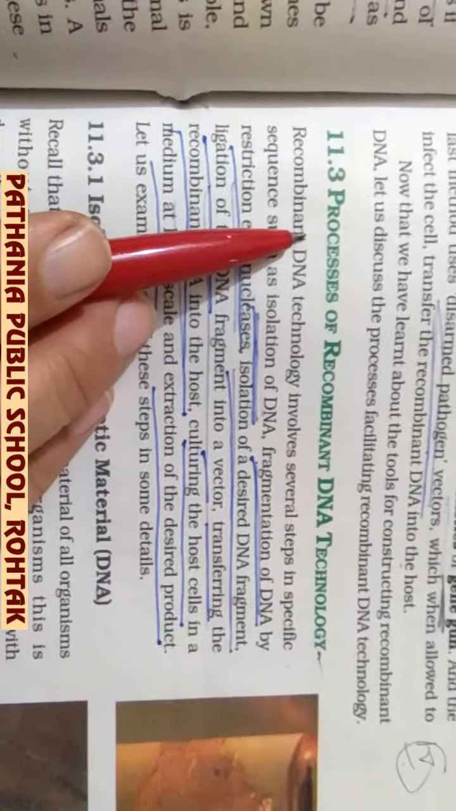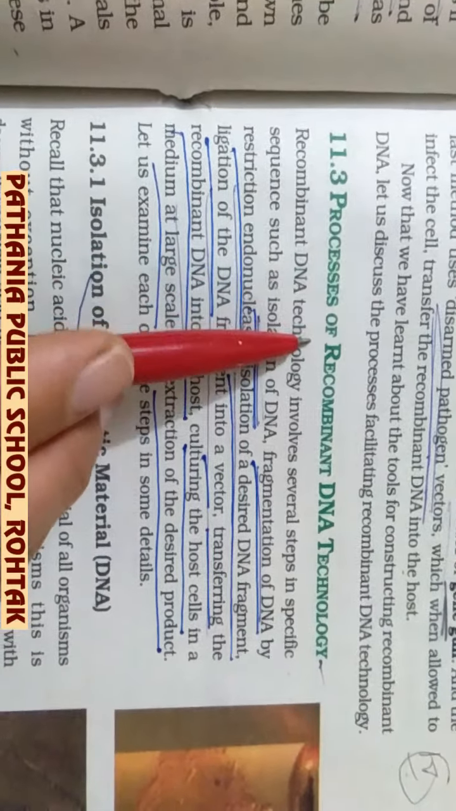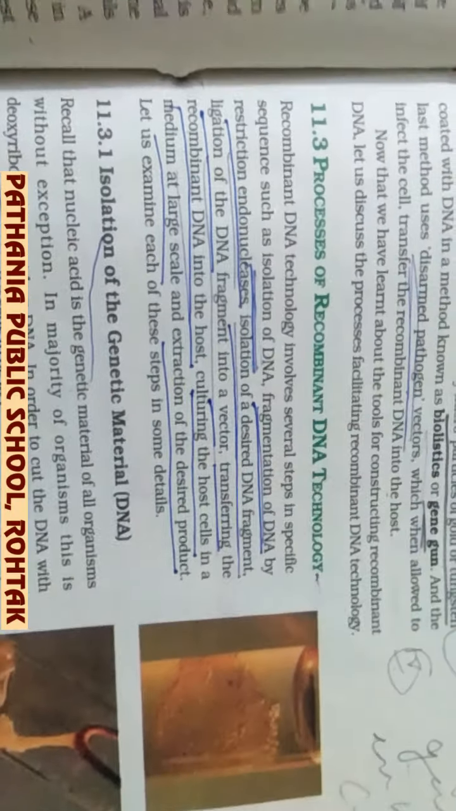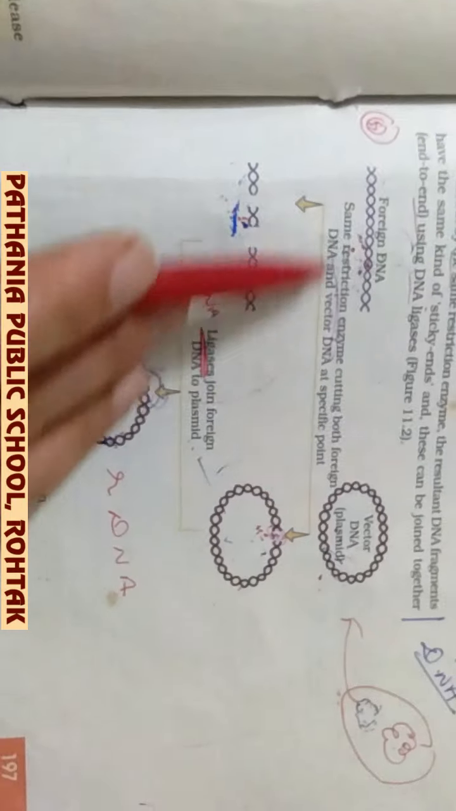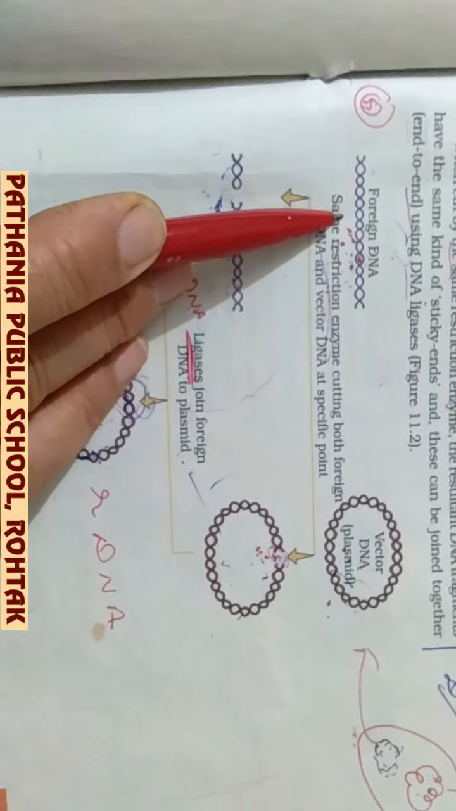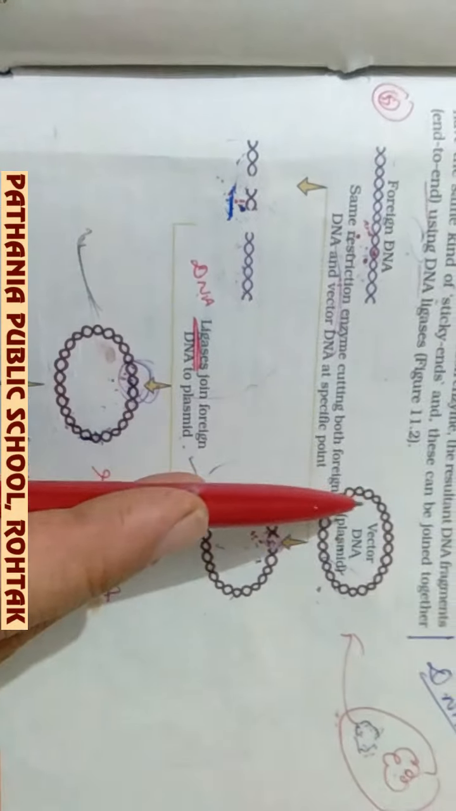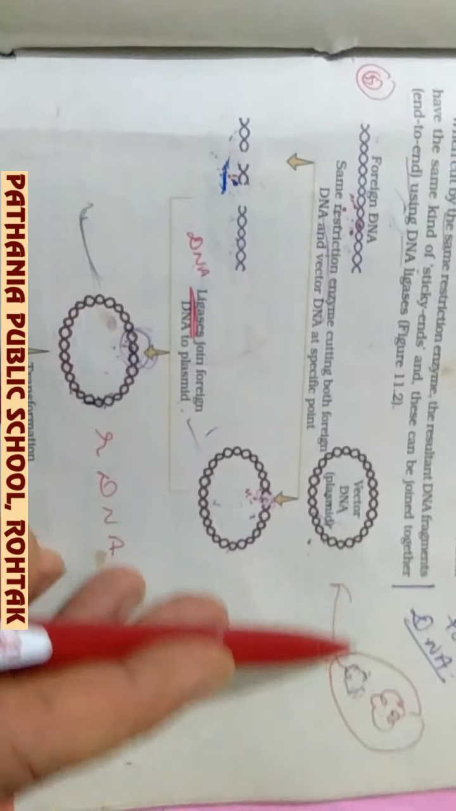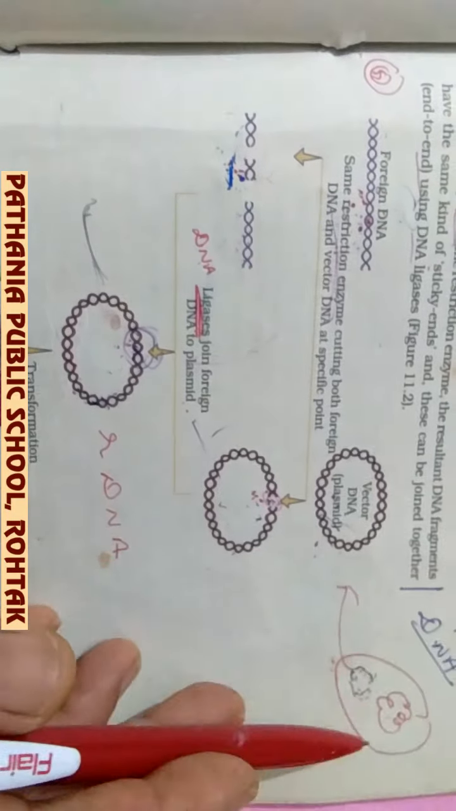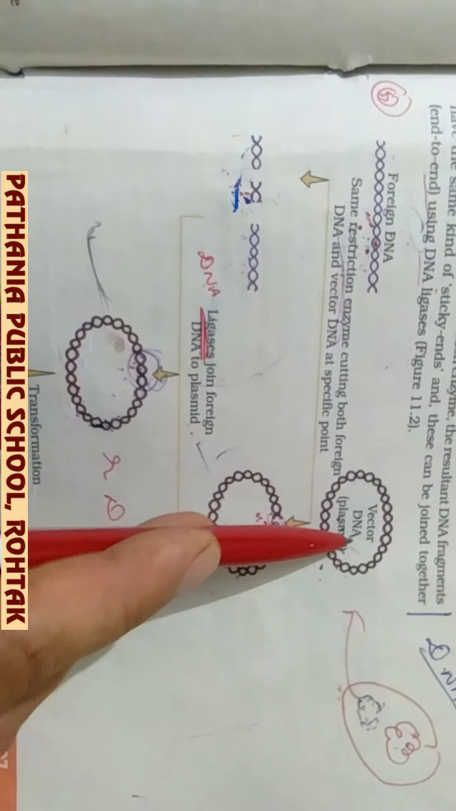Good morning children. Our today's topic is the process of recombinant DNA technology. Actually, the process which I have shown you earlier, this is the picture of recombinant DNA technology. This is the source DNA, which is to be obtained from the source cell, and this is the plasmid DNA, which is to be obtained from another cell, that is again the source cell of plasmid DNA.